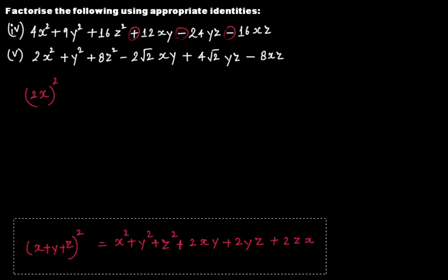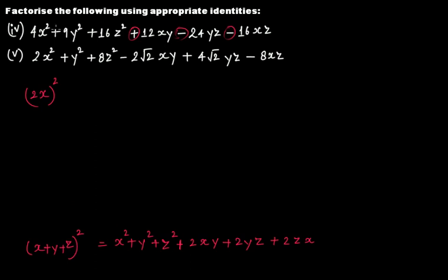Okay, so this becomes 2x whole squared, and then you have this y squared, so this becomes y whole squared. Sorry, this is 9y squared, so this is 3y whole squared. Right, now for a moment ignore this one.